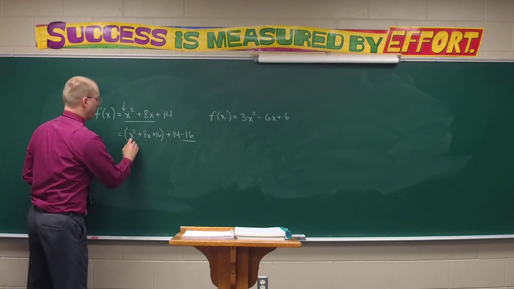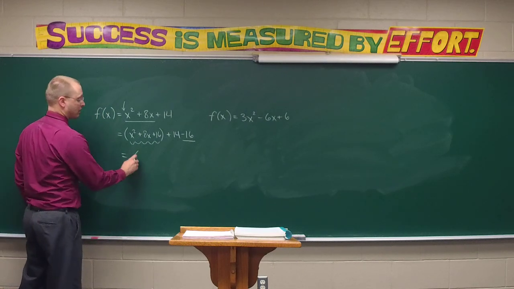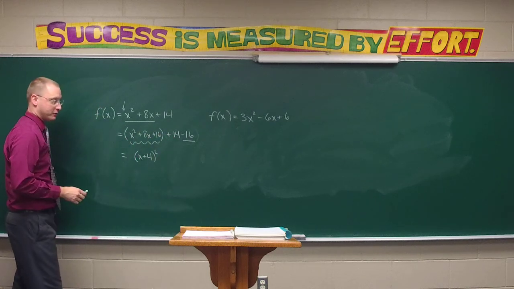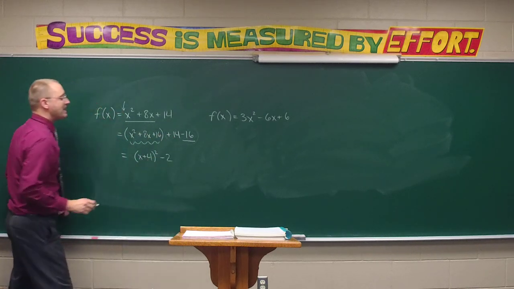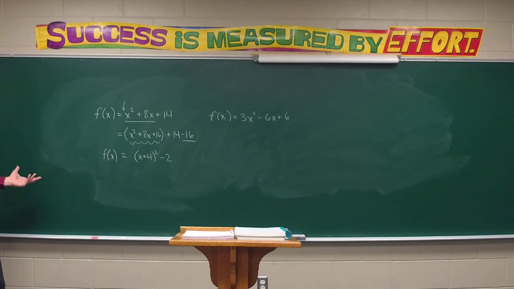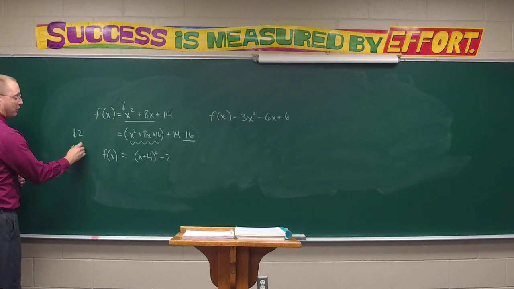At this point, we're going to rewrite that PST as a binomial squared, class. x plus 4 squared, and then we're also going to simplify what comes after. Negative 2. If I were to graph this, it's now in the proper graphing form. It's going to be an ordinary parabola, but shifted down 2 and backward 4.